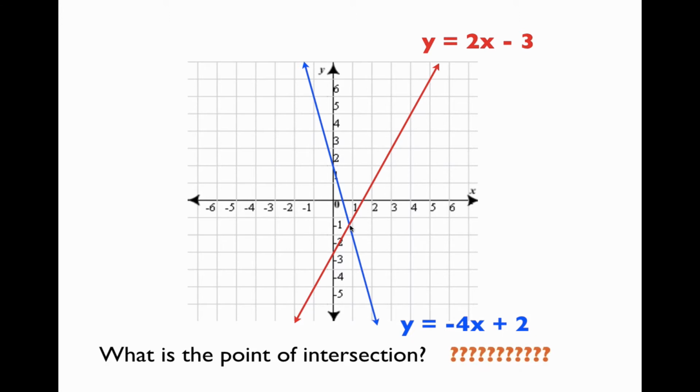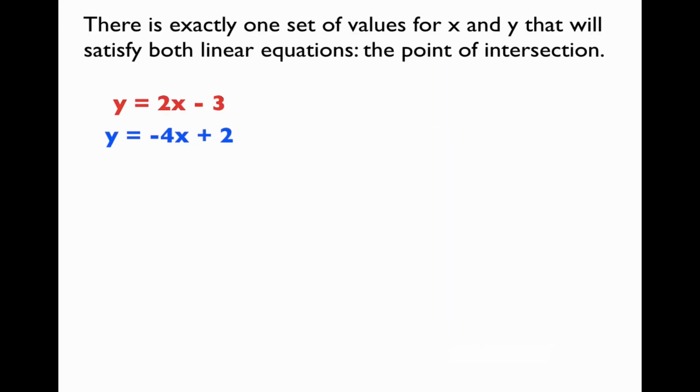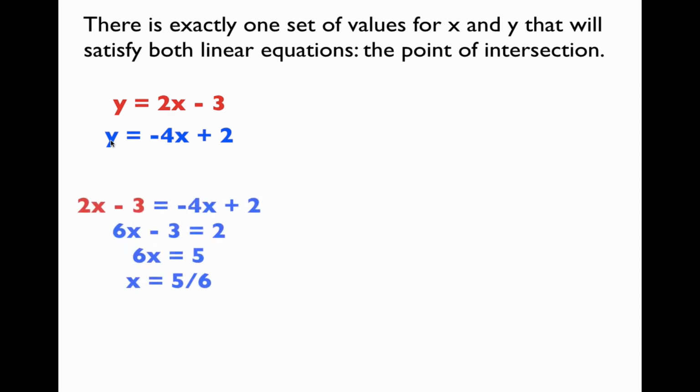So we don't know what the point of intersection is using the pointing method, so let's try using substitution. So again, y is equal to 2x minus 3. Anywhere I see y, I could replace it with 2x minus 3, so I'm going to substitute that in for y in this second equation. And that gives me this equation right here. I've created an equation with only one variable. Solving that equation gives me x equals 5/6.